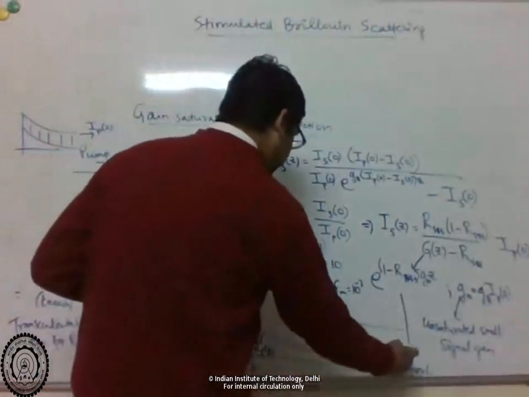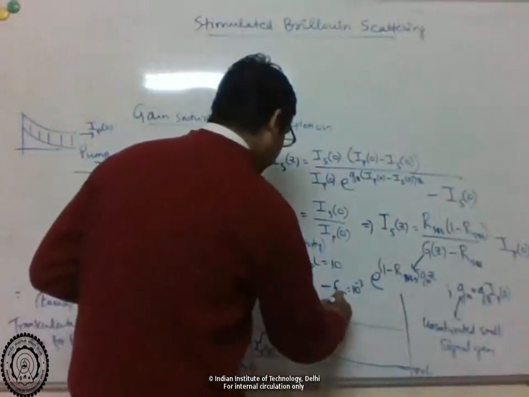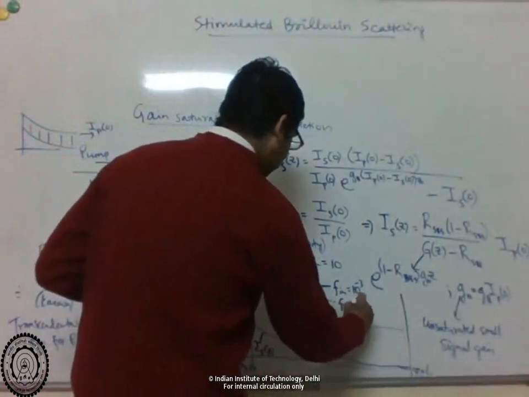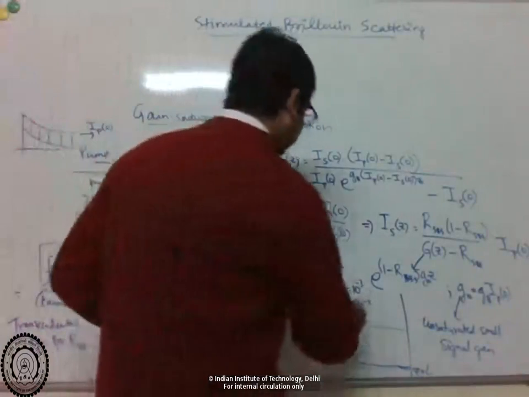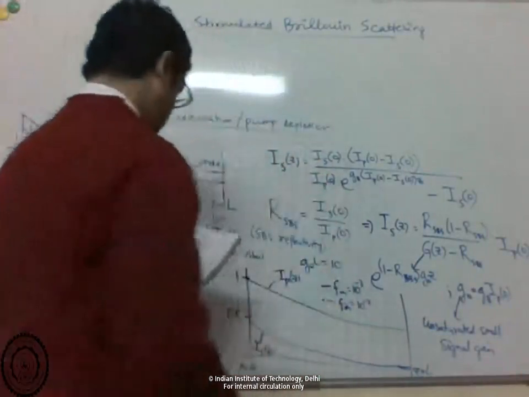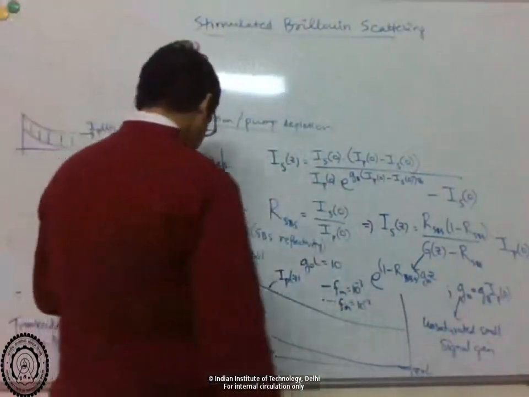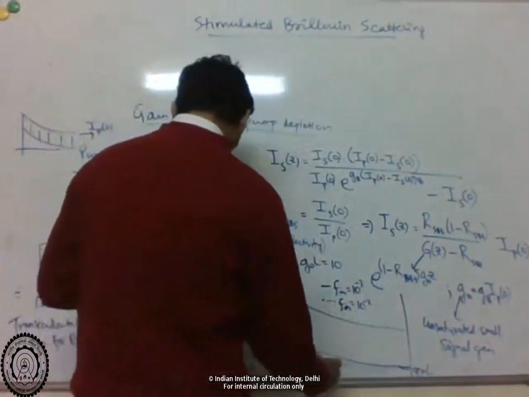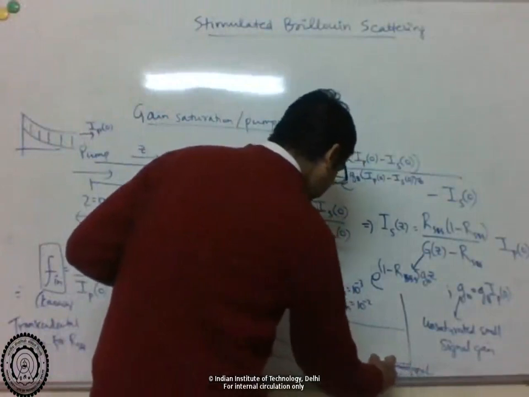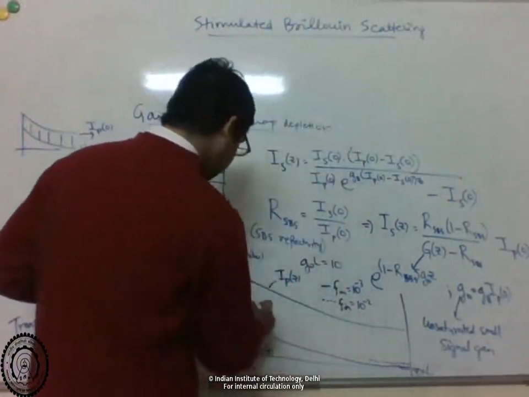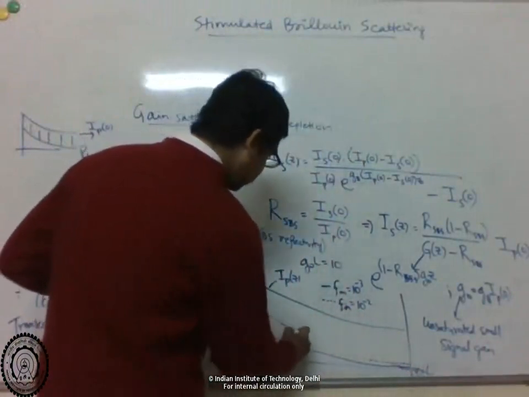So if I plot this for a slightly different F in, the dotted line, if I increase the Stokes power by a factor of 10, so F in now is 10 to the minus 2, then the pump gets depleted more because I have more Stokes here, right? So the Stokes actually goes up to about 70%.